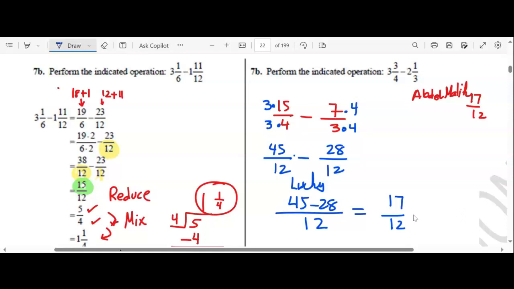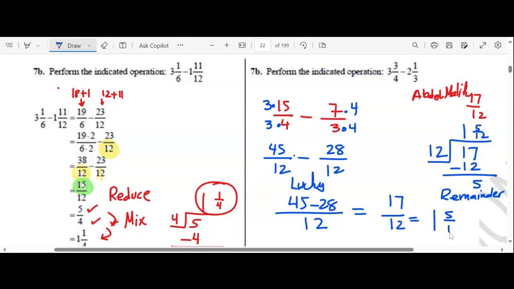Over 12. Can I make this mixed number? 1 times 12, how much? And what's the remainder? So you're going to put 5 over what? 12. So your final answer will be 1, 5 over 12. Clear or not clear?